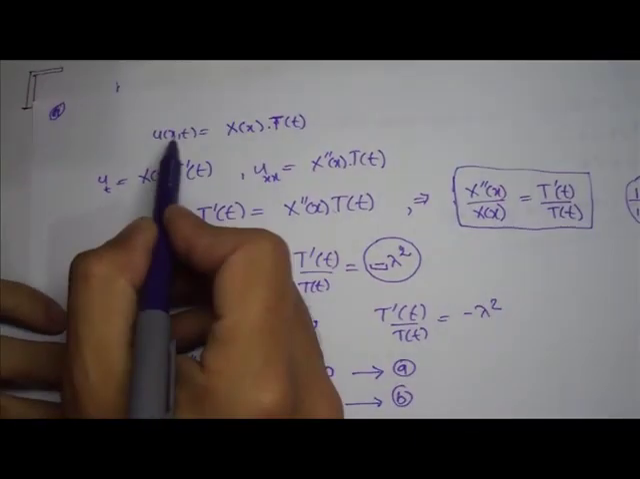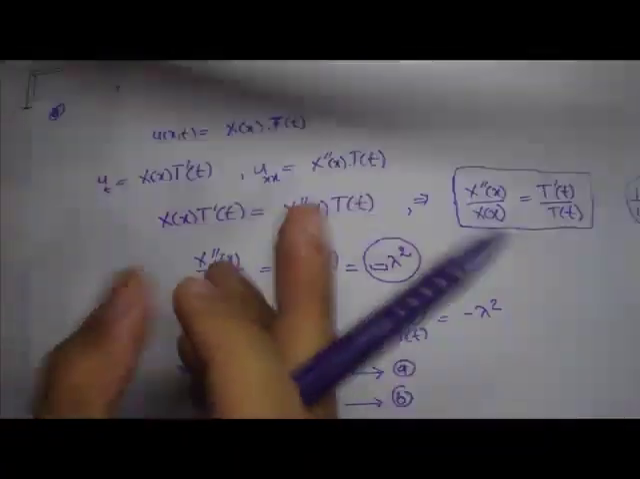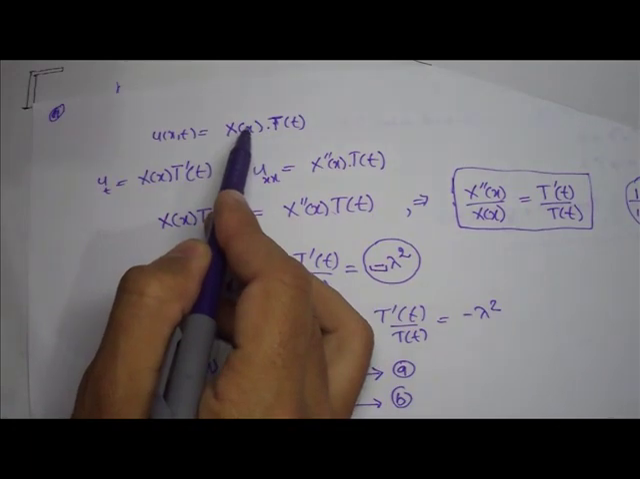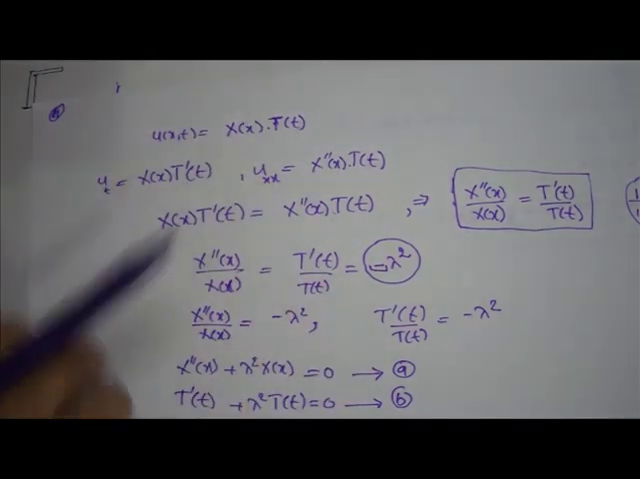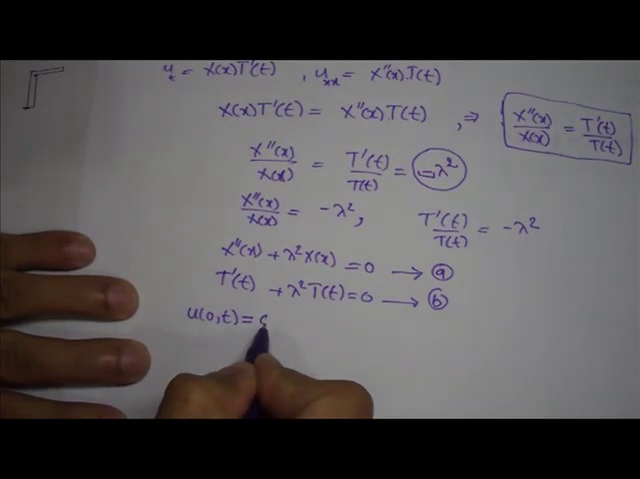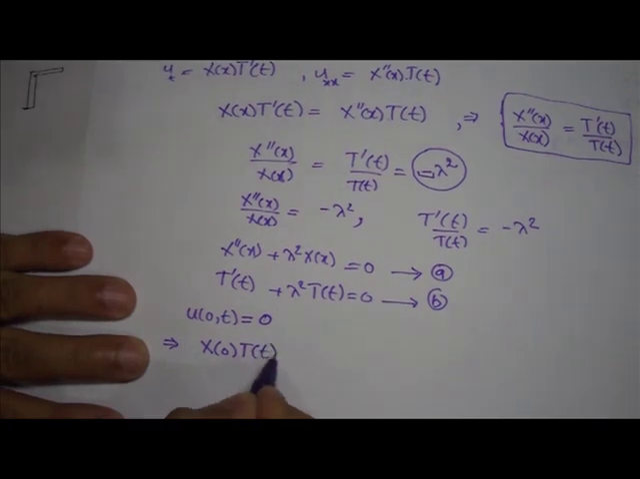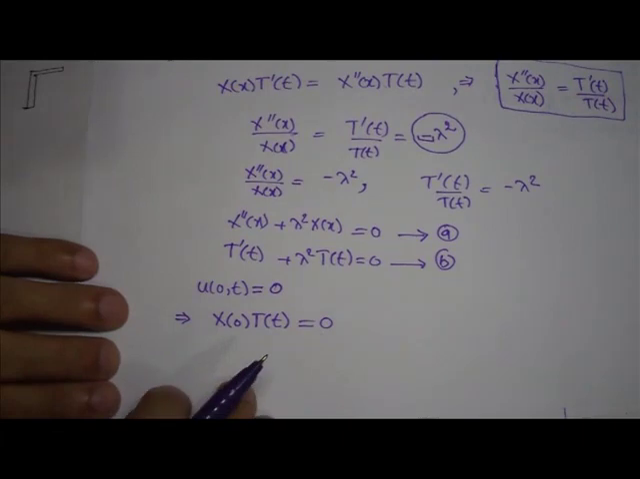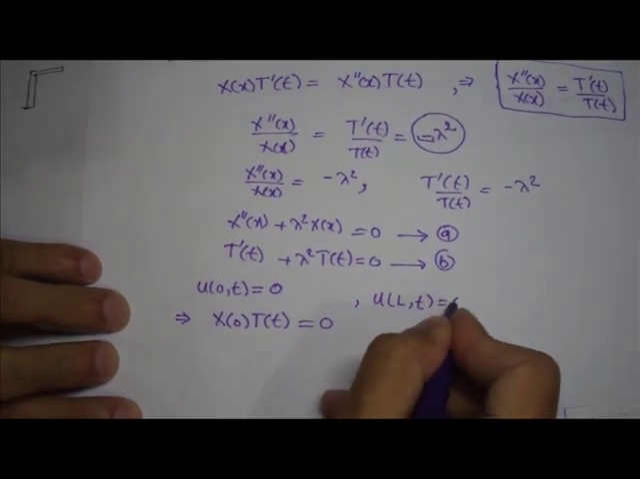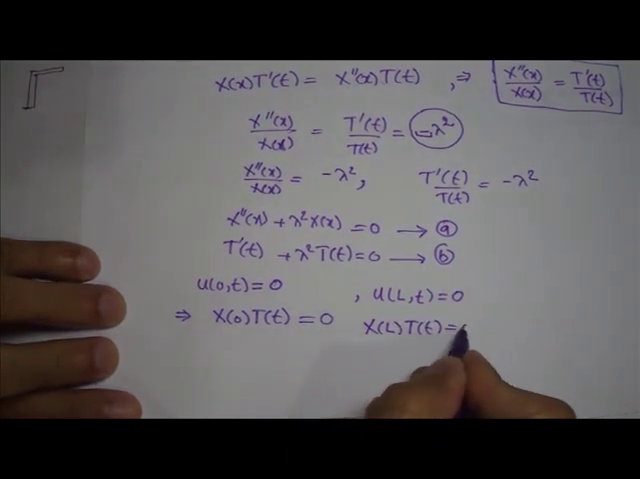Now this solution must also satisfy these boundary conditions. If we substitute x by 0 in this expression, then this quantity must be 0. And if we put x equal to L in this equation, this must also be 0. So u of 0, t, which is the temperature at the left end, we have fixed at 0. This implies that X of 0 into T of t is equal to 0. The second condition, u of L, t is equal to 0, implies X of L into T of t is equal to 0.